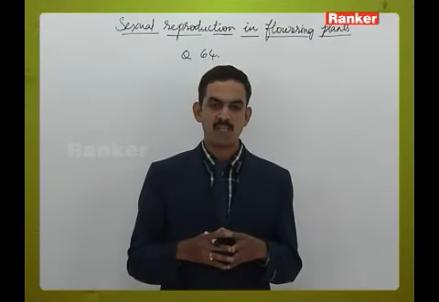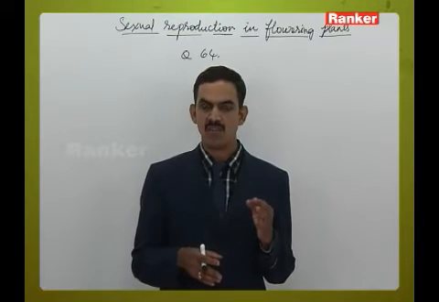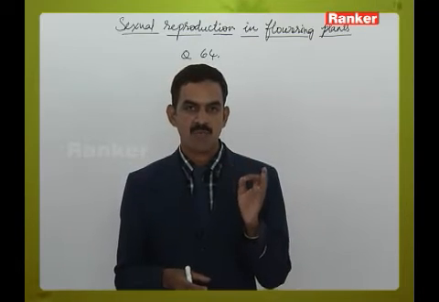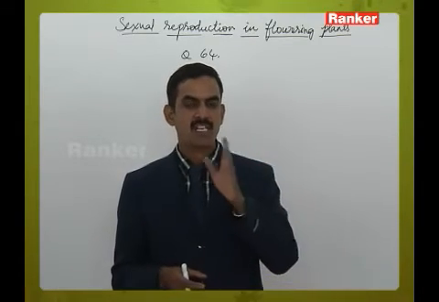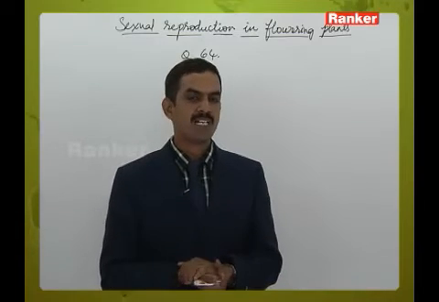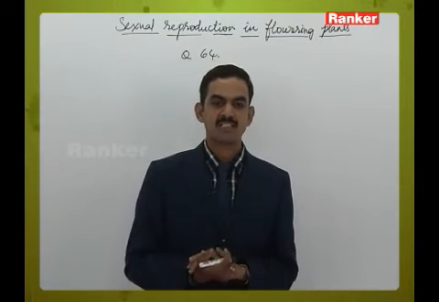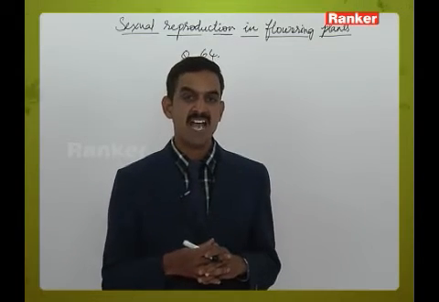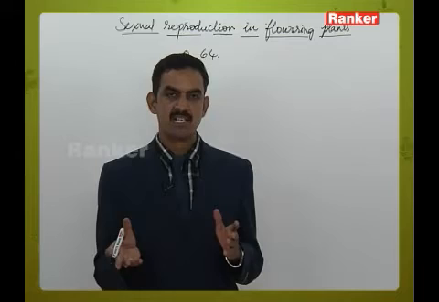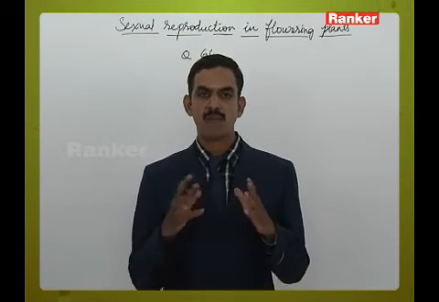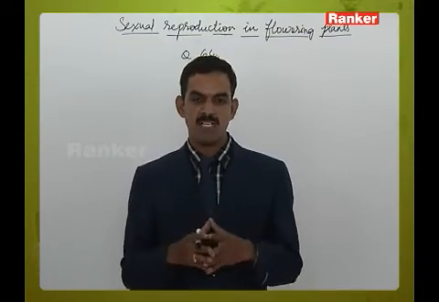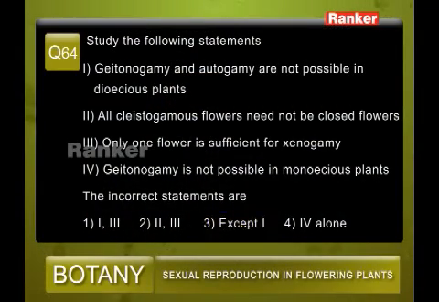3. Only one flower is sufficient for xenogamy. Xenogamy is a condition where two plants should be required. That is the flower which is present on one plant and the flower present on another plant will participate in the pollination process. Then the fourth one, geitonogamy is not possible in monoecious plant. Monoecious plant means the plant which is having both types of flowers, that is male flowers and female flowers are present. So geitonogamy is a process where this condition is applicable. So the incorrect ones are all except 1. Question number 64, the correct answer is 3.